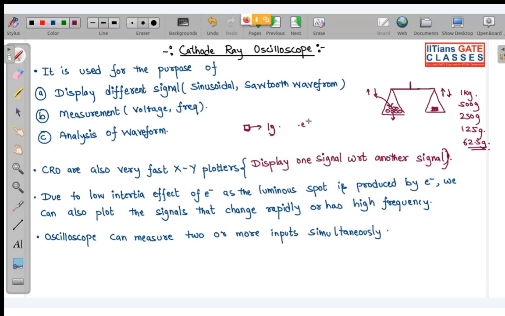And then we have one electron. What is the mass of an electron? Is it 9.1 times 10 to the power minus 31? I don't exactly know. Yes, sir. Is it in kg? I don't know the exact unit, even I have forgotten. Then what is the unit of mass?